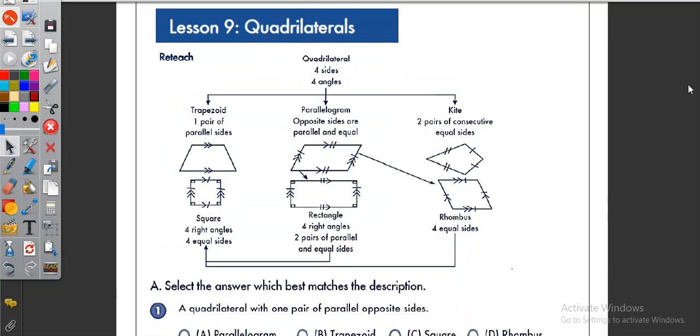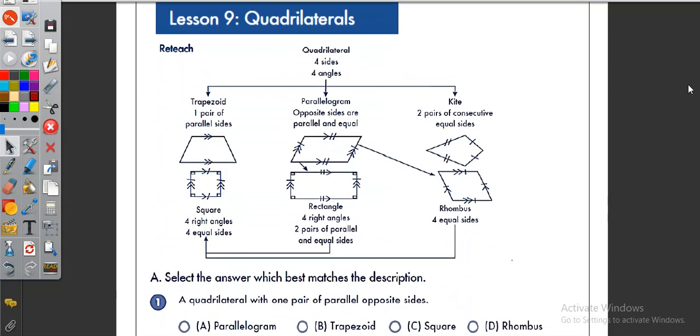Now, quadrilaterals. What are quadrilaterals? They are polygons that have four sides and four angles. They are parallelogram, which has opposite sides equal and parallel. All opposite sides are equal and parallel. The opposite angles are equal. This is a rectangle. Opposite sides are equal and all right angles. This is a trapezoid. One pair of parallel sides only.